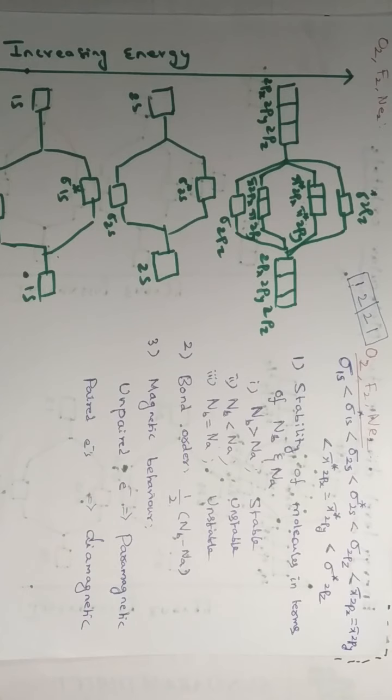Also, we can predict the relative stability of molecules in terms of bond order. The stability is directly proportional to the bond order, because if the bond order is more, the bond length will be shorter. If the bond length is shorter, it requires more energy to break. That is, high bond dissociation enthalpy. Take a molecule with bond order 3. It is more stable, because bond order 3 means it has a triple bond. Therefore, the bond length is shorter, high energy is required, that is, bond enthalpy is more. Therefore, it is more stable.